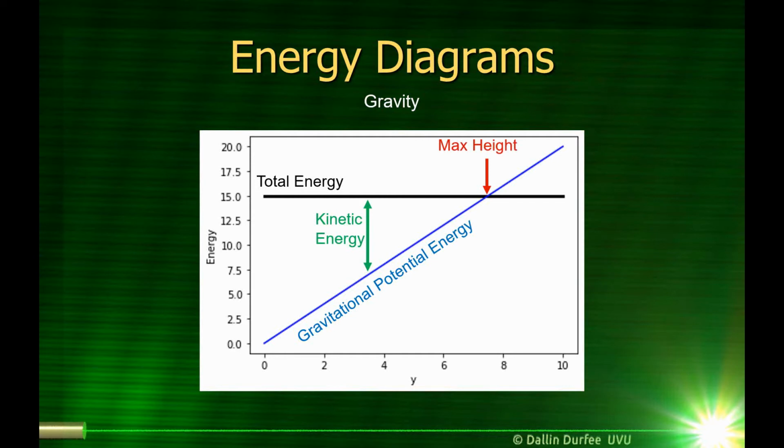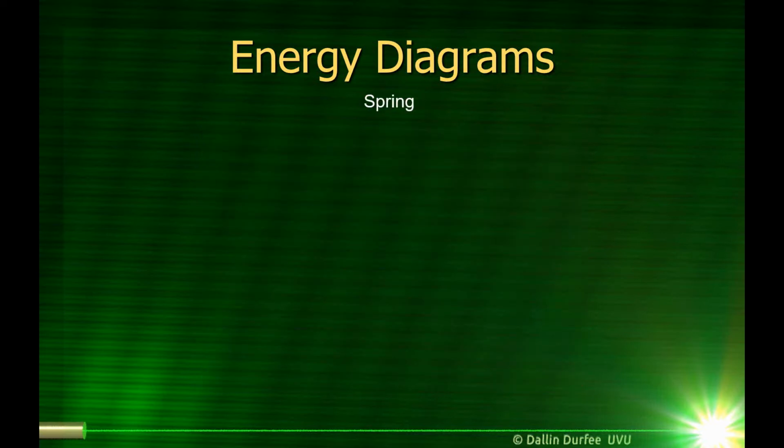So that tells us when it gets to that height, all of its kinetic energy has been turned into potential energy, and then it comes back down. And as it comes down, it loses gravitational potential energy, but it increases in kinetic energy, once again, to keep the total energy constant. And here is an energy diagram for a spring.